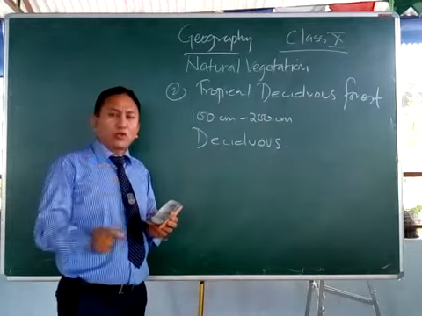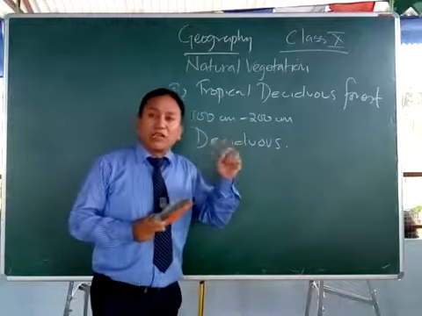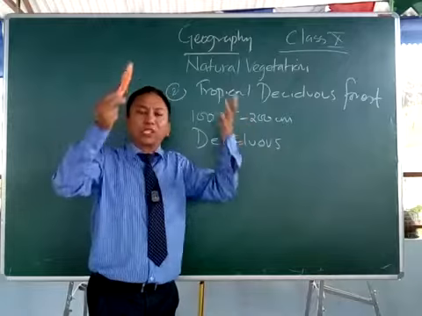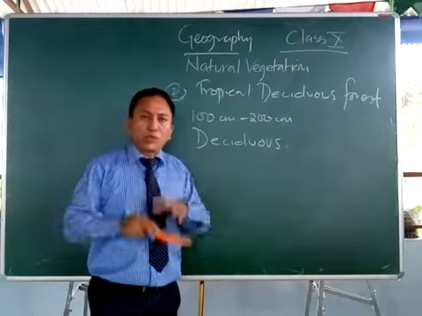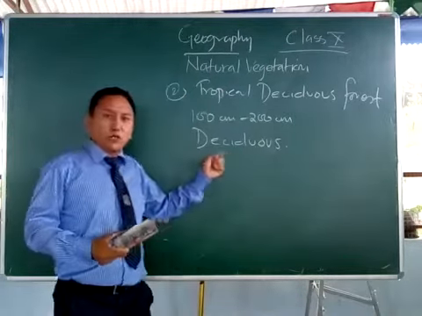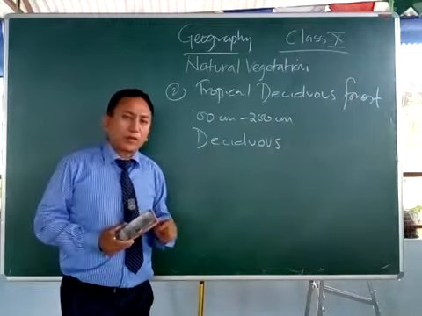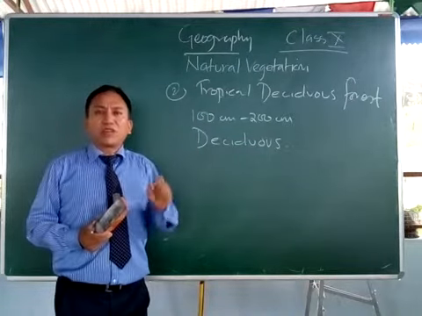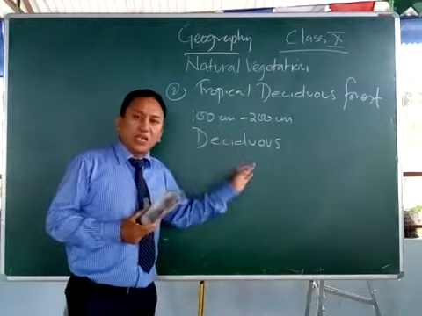In order to survive during the dry seasons, when there is very less rainfall, the trees shed the leaves. If there are more leaves on the tree, what happens? There will be more transpiration taking place, more water will be absorbed by the tree to survive, more water is required because there are more leaves on the tree. So therefore, during the dry season when the rainfall is very less, the deciduous trees shed their leaves, in order to survive during the harsh and dry conditions.